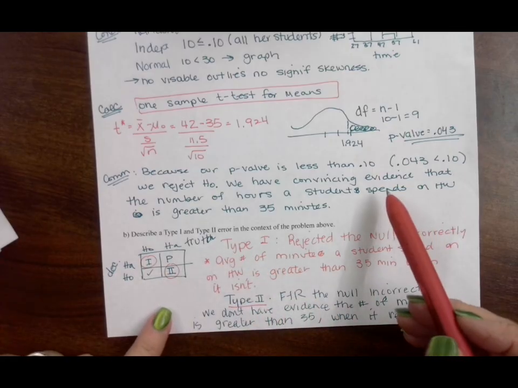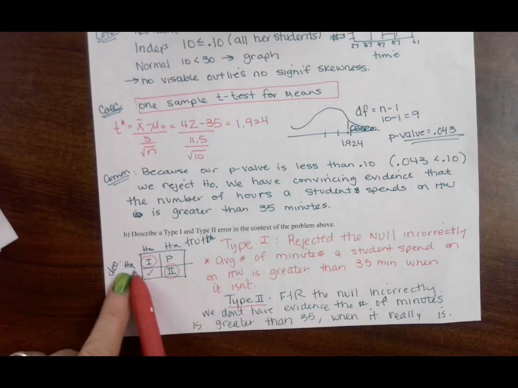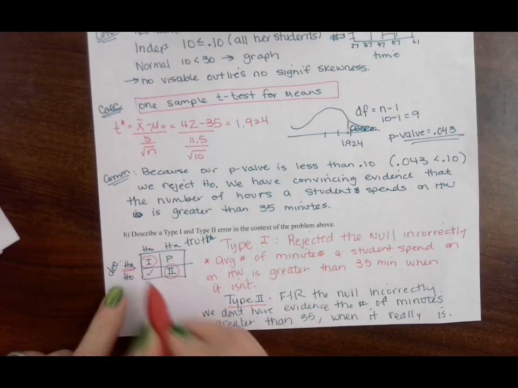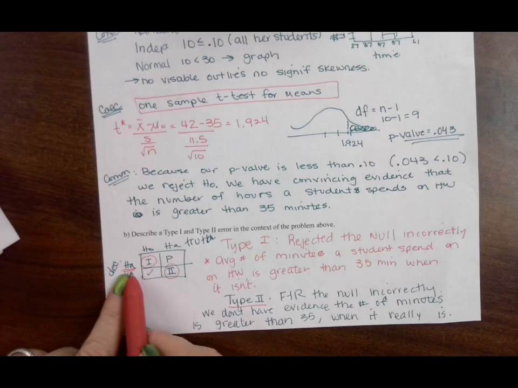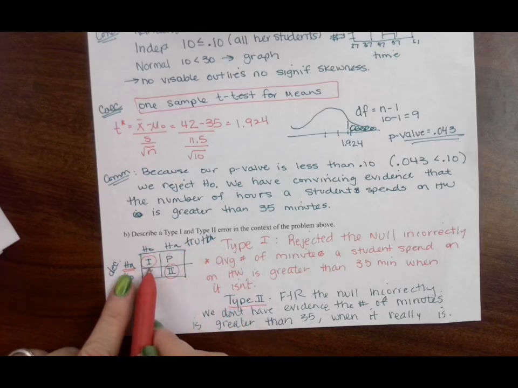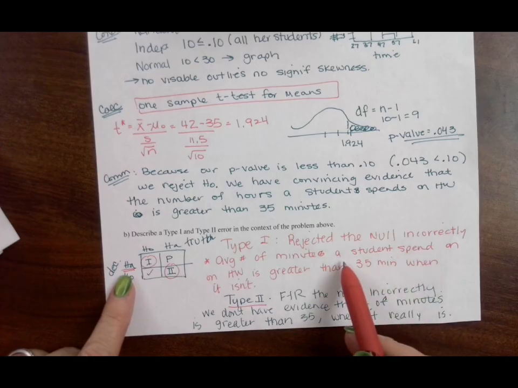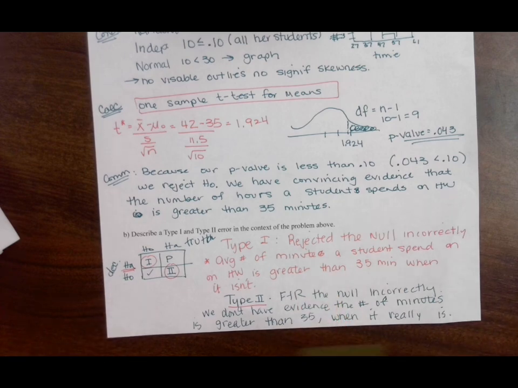Okay, so if we think about this, what we have up here is that we rejected the null hypothesis, so we have an H sub A. If we would have had an error in this, it says to describe both, so we did, we would have had a type 1 error. We rejected the null incorrectly. So the average number of minutes a student spends on homework is greater than 35 minutes when it isn't. All right, that's it.